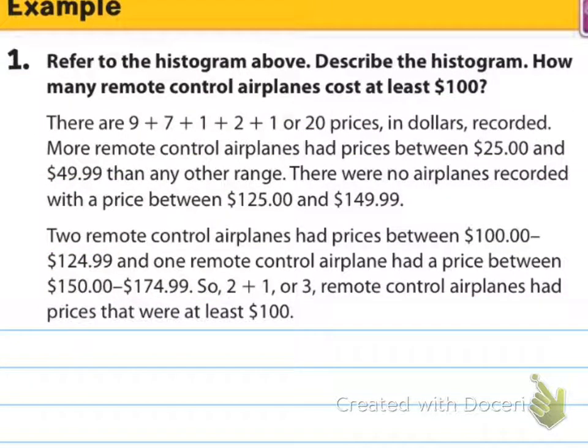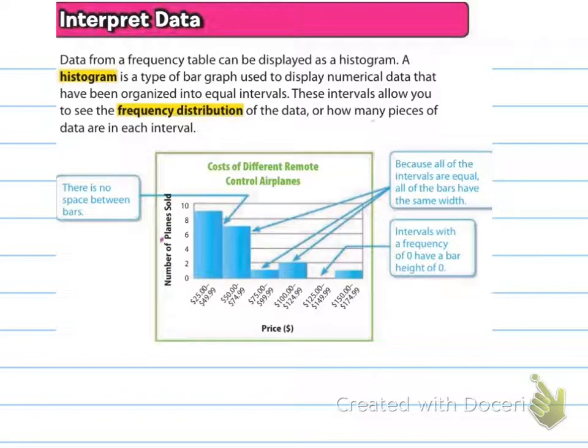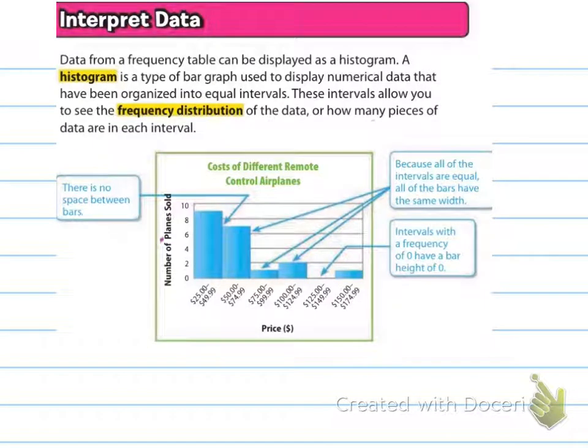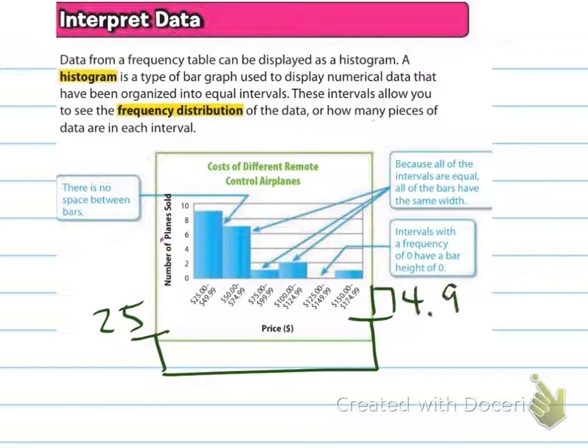So for example 1, it says to refer to that last histogram, which is the one on the cost of different remote control airplanes. And it wants us to describe the histogram. There's a lot of different things we can say about this histogram. We know that the price ranges for these airplanes are between $25 and $174.99.